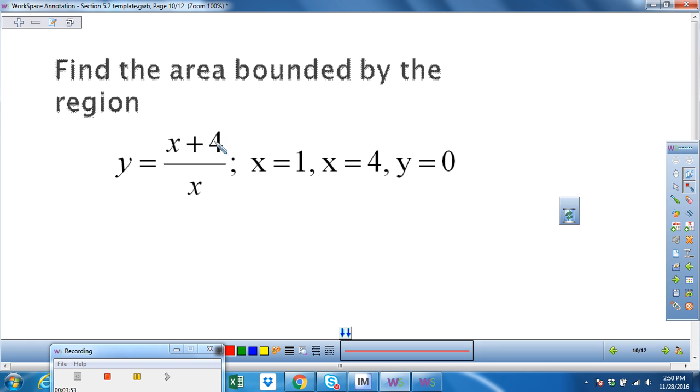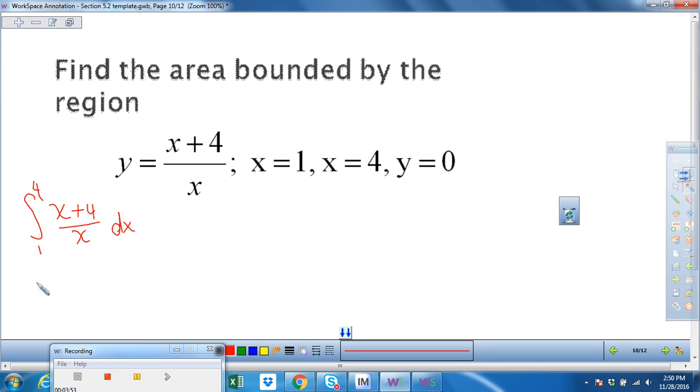Okay? Finding the area is simply integrating across this region. So to find the area under the curve is just integration. We do a lot of this in Chapter 6, but this is just an introduction to it. So I'm going to integrate the integral of (x plus 4) over x, and I'm integrating that from 1 to 4, because those are my bounds.